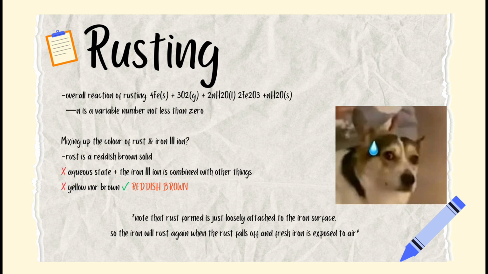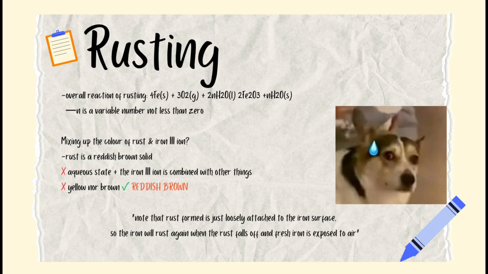Rust is a reddish-brown solid. Some students may mix up the color with aqueous iron-3 ion, which is yellow or brown, as rust is not in aqueous state, and the iron-3 ion is combined with other things. It is not yellow nor brown, but reddish-brown.